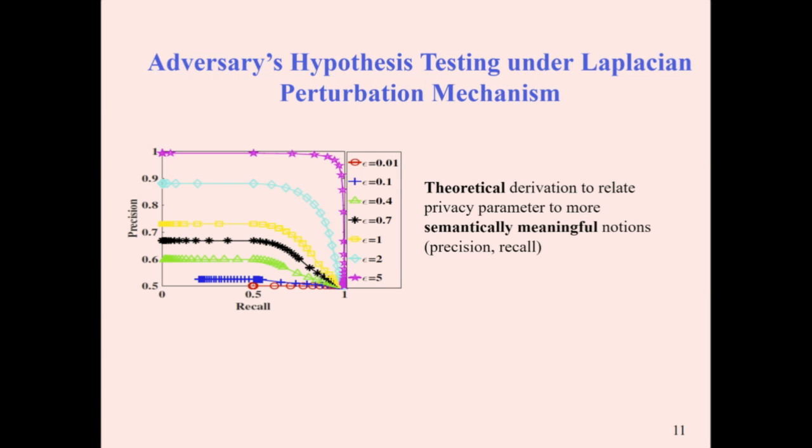So now here's the result that we show. Because we focus on the Laplace mechanism, we can actually derive the analytical solution to the precision and recall. We can plot it here, and the advantage over epsilon is that precision and recall are semantically meaningful. The graph shows different precision-recall curves based on different values of epsilon. As expected, as you increase the value of epsilon, you reduce the privacy protection, and the precision-recall curve increases in terms of area under the curve, toward upward. So it means that as you use higher and higher epsilon, the adversary has a better ability to infer the database. That's as expected.